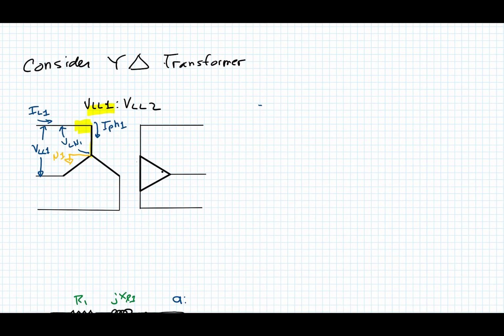Pretty straightforward as before. We know that the V line to neutral on the primary side is equal to V line to line 1 divided by square root of 3. These are magnitudes we're talking about, of course. The I, and go back to this, that's also equal to the phase voltage, V phase 1, across the phase winding. The I line 1 is the same as the phase current, I phase 1.